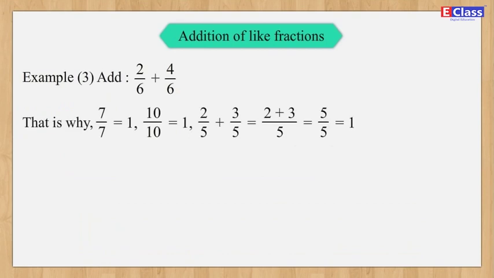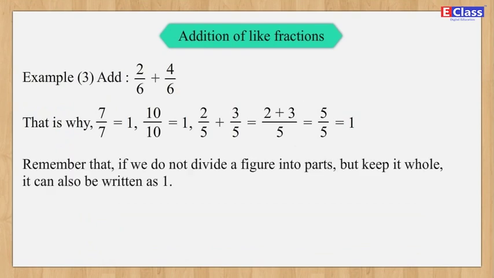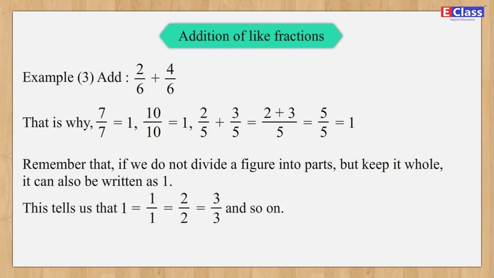Note that if the numerator and denominator of a fraction are equal, the fraction is equal to 1. That is why 7 upon 7 is equal to 1, 10 upon 10 is equal to 1, 2 upon 5 plus 3 upon 5 is equal to 2 plus 3 upon 5, which is equal to 5 upon 5, which is equal to 1. Remember that if we do not divide a figure into parts but keep it whole, it can also be written as 1. This tells us that 1 is equal to 1 upon 1, which is equal to 2 upon 2, which is equal to 3 upon 3, and so on.